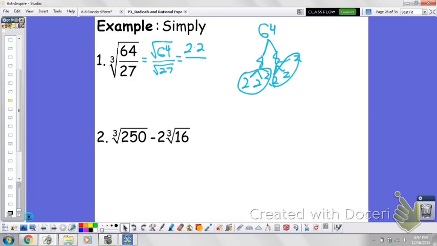And let's take a look at root 27. So let's put 27 up, look for sets of 3. 27 is 3 by 3 by 3. So root 27 is 3, so we have 2 times 2 over 3, which is then just 4 over 3.